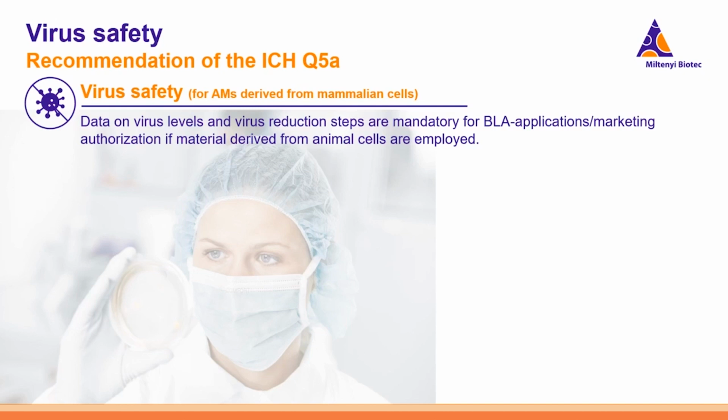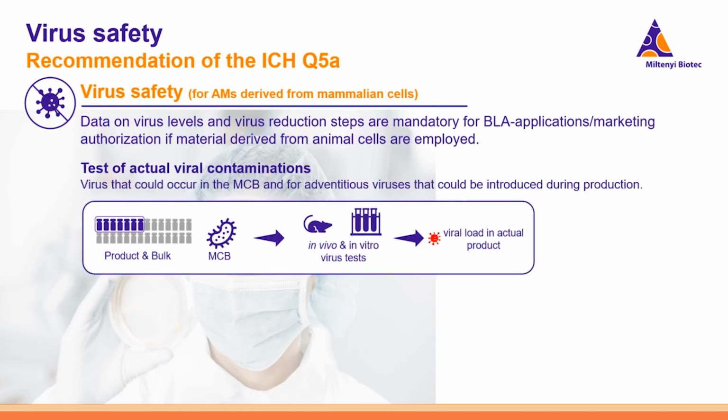Again, as for the sterility, this is a two-step process. And as for the sterility, the second step of this process is very often forgotten or omitted, which can later then cause a lot of regulatory concerns. So the first step is a very straightforward test of the actual viral contamination. So you take a product, you take intermediate stages of the product, you run virus tests on them, and then you see what the actual viral load is.